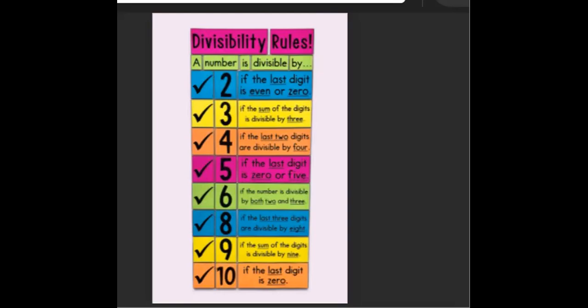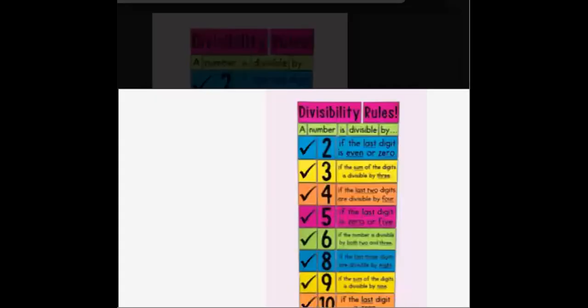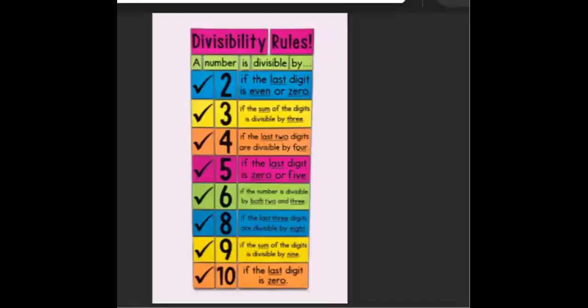Yes, ma'am. This means that since the number should be divisible by 2, it should end with an even number or 0, and the sum of the digits should be divisible by 3. Why? Because for 3 we have if the sum of the digits is divisible by 3, and for 2 the last digit should be even or 0. So is this clear? For 6 it is necessary that the number is divisible by both, okay?